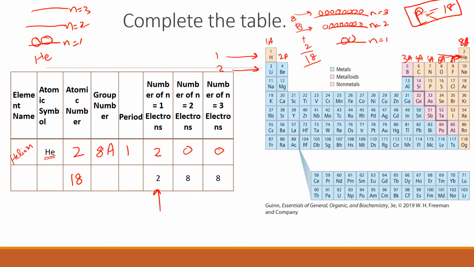Now, from the atomic number 18, we can figure out what this element is. With atomic number 18, the symbol for this element is Ar, and the name for this element is argon. It's another noble gas, and we can see argon is also present in group number 8A, and argon is present in period number 3. And now we are done with the table.